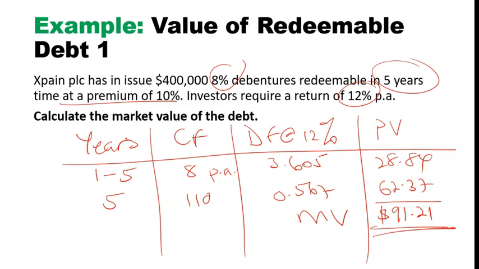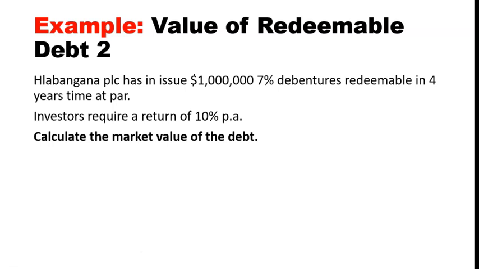Okay, now on your own, just have a go at this problem. Slavangana PLC has in issue 100, 7% debentures redeemable in 4 years' time at par. Investors require a return of 10% per annum. Calculate the market value of the debt.